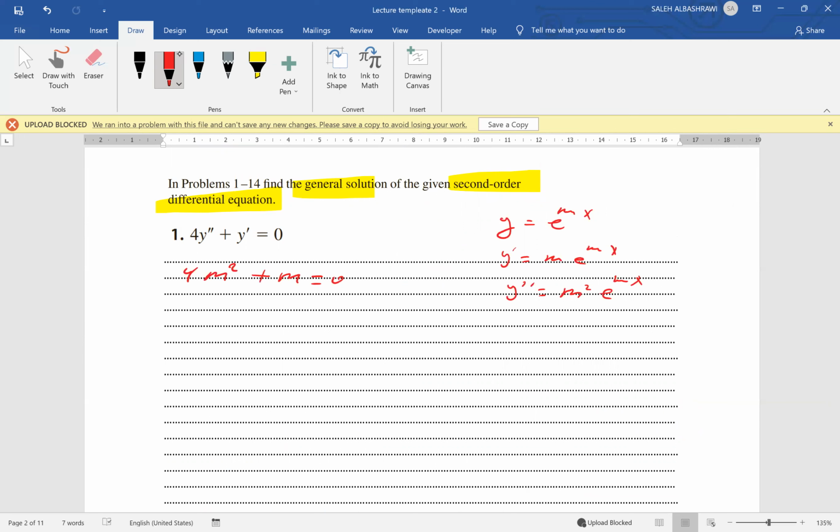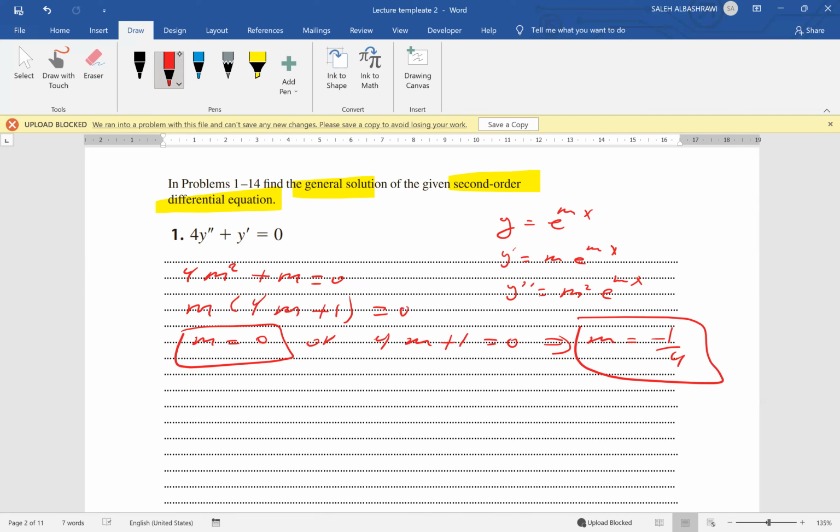I will take m as a common factor. Then we will have m times (4m plus 1) equal to 0. So either m equal to 0 or 4m plus 1 equal to 0, which means that m will be minus 1 over 4. So these are the two solutions: either m equal to 0 or m equal to minus 1 over 4.